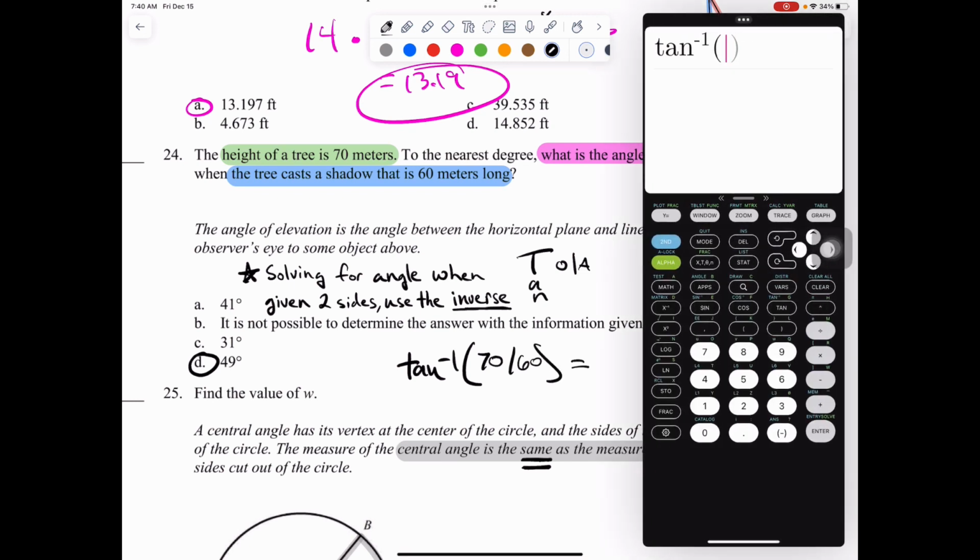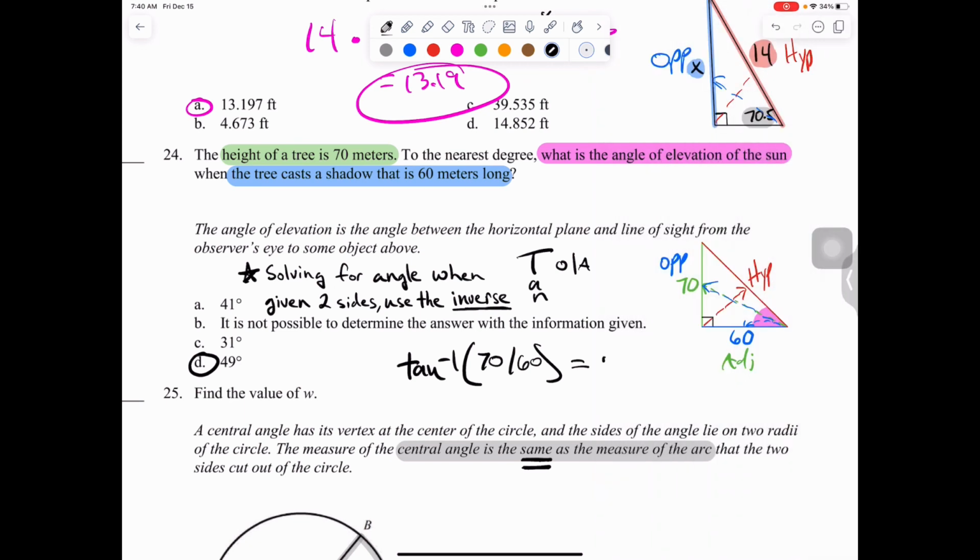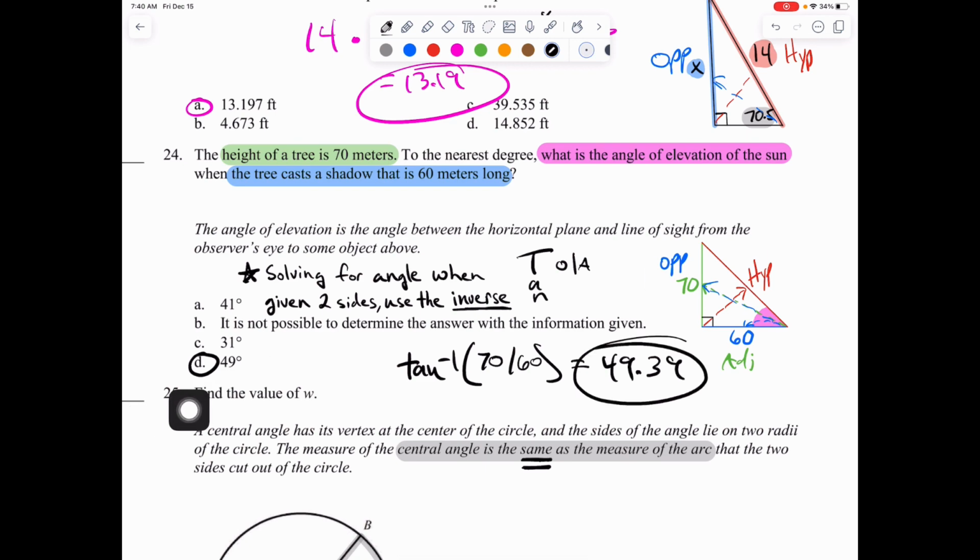And then hit enter in your calculator. Divided by 60, close it, enter. Now we have 49.39. We will simply round that to 49 degrees.